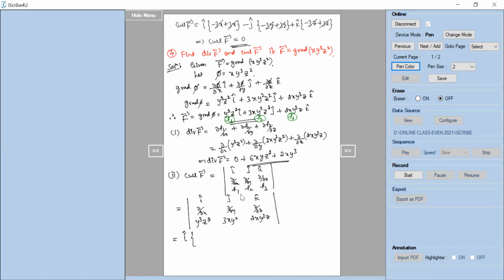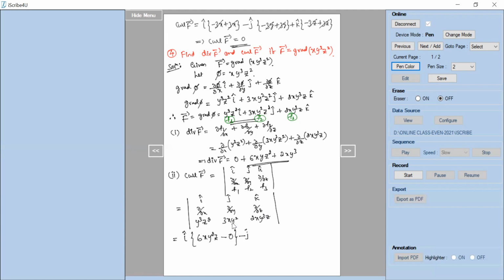The first term, i cap. Now I'll leave this column. So dou by dou y of this. Straight away I'll do dou by dou y of this. Differentiation of y cube is 3y square. 3 into 2, 6y square xz, so 6xy square z, minus product of these two. Dou by dou z of this. And here there is no z term. So dou by dou z of this is 0.